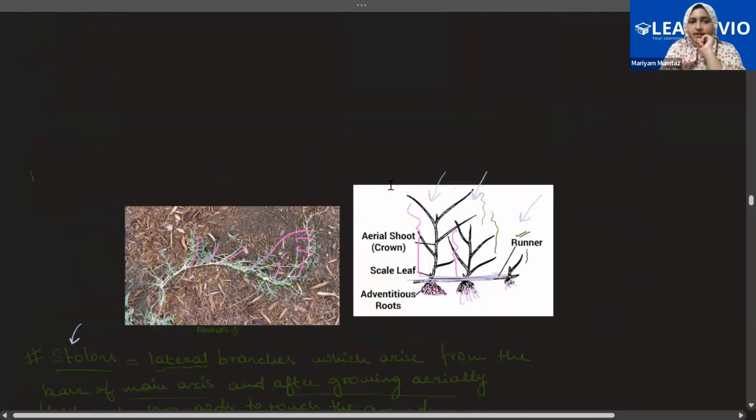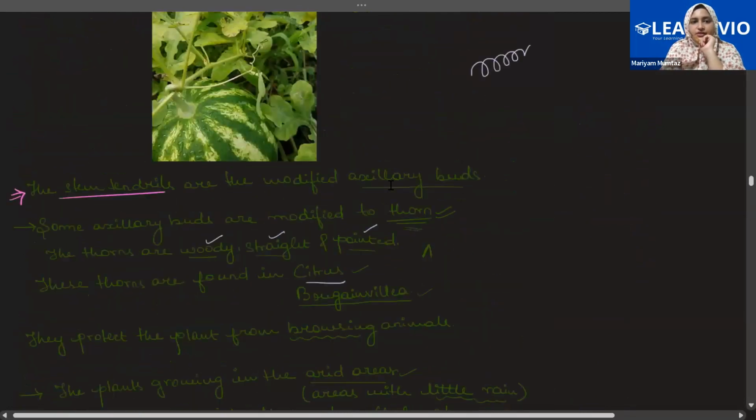Okay. Now you people note down till here, then we'll move forward with the modifications.